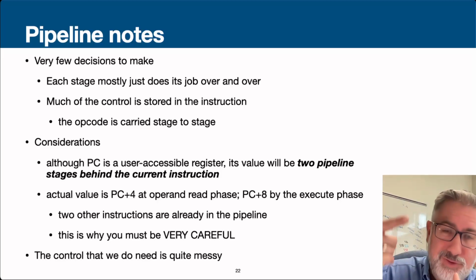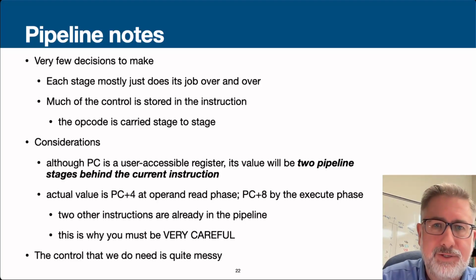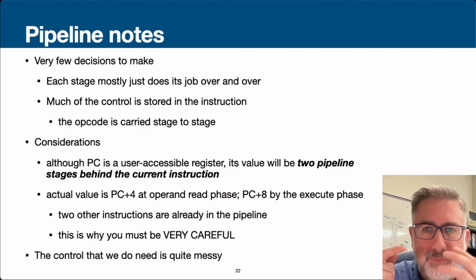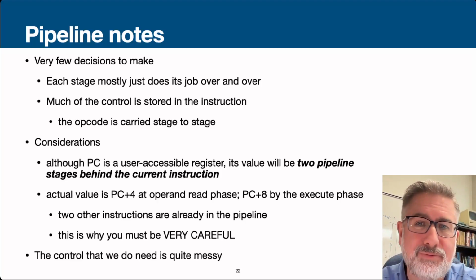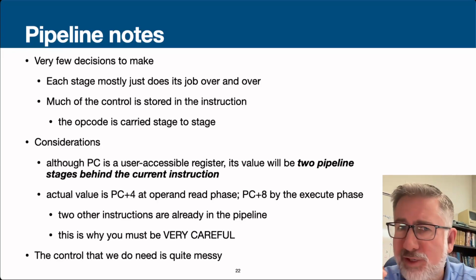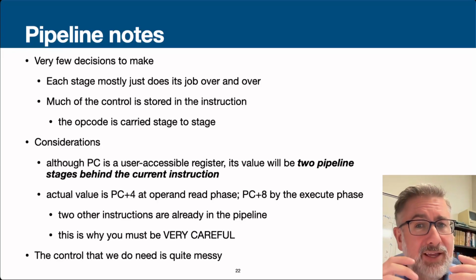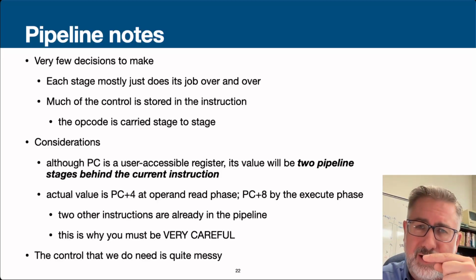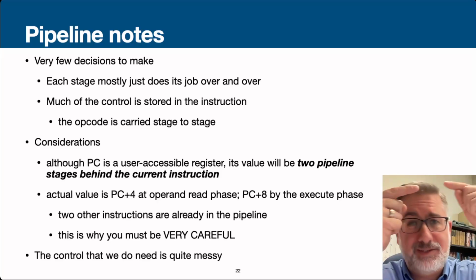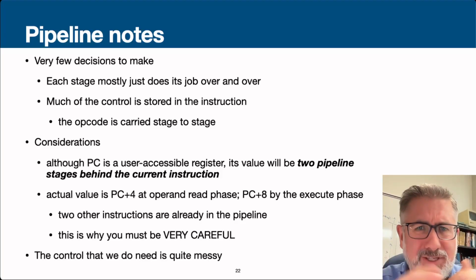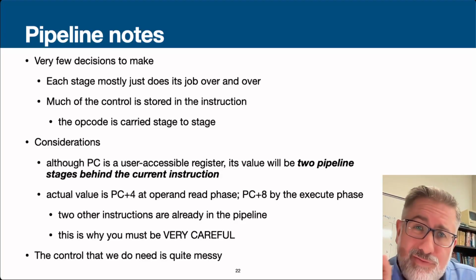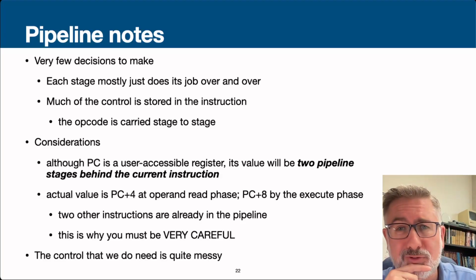Because every 32-bit word is 4 8-bit addresses. And it's PC plus 8 by the time we reach the execute phase. So the machine has to keep this in mind and very carefully make sure that we are adding the right offset to get back to the branch. Once we figure that out, it'll be the same for all instructions, but it's a thing we have to be really careful of. And the more of this kind of stuff we do, the more messy control gets.